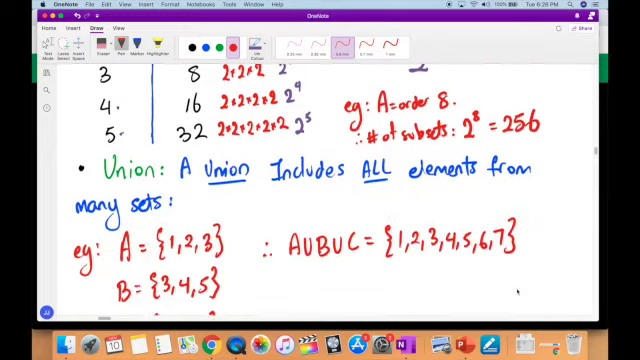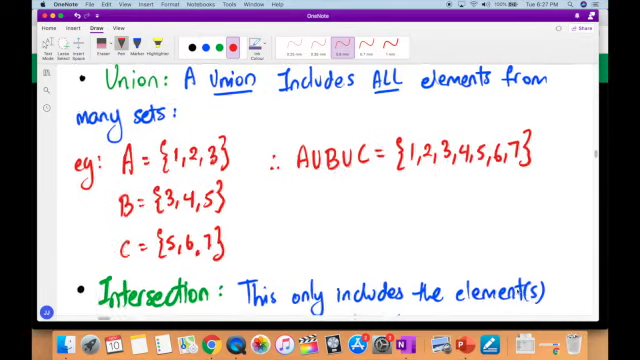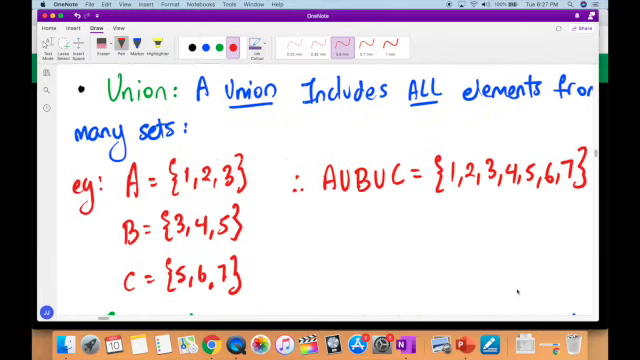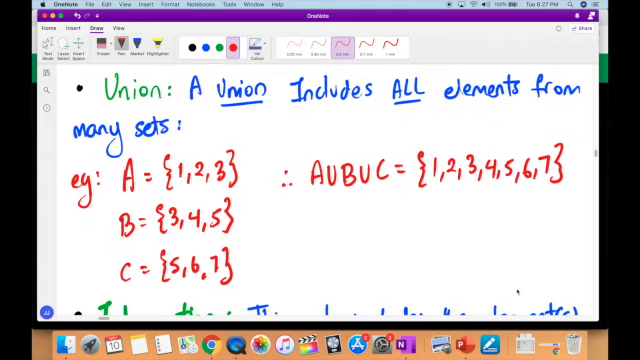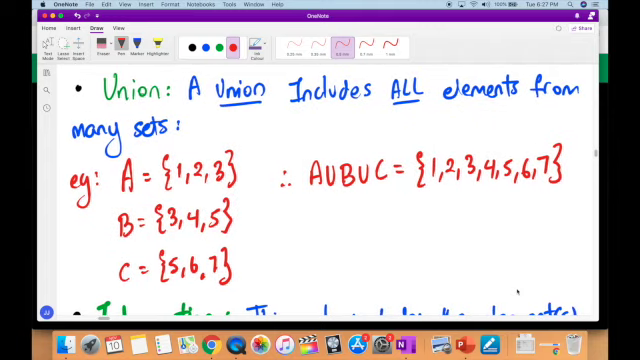Moving on. Right. So now we get into some slightly new material, but everybody should still kind of remember this, right? The union. Now we're going to talk about the union. A union includes all of the elements from all of the sets, is what I should have said, right?